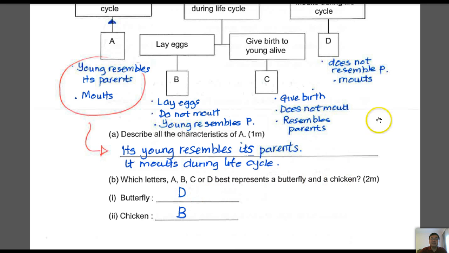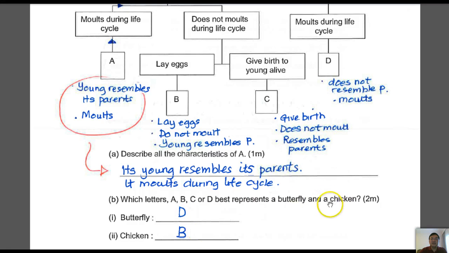And for chicken, you have to be a bit careful. Chickens lay eggs, so they cannot be this. Chicken lays eggs, so chicken cannot be here. Giving birth to young alive could be here. Then can chicken be in A? Now you have to answer this question: does a chicken, the animal, molt during the life cycle? No. So the answer is not this. It lands up to this: lay eggs, do not molt, and they resemble their parents. So the answers are D and B. Let's carry on.